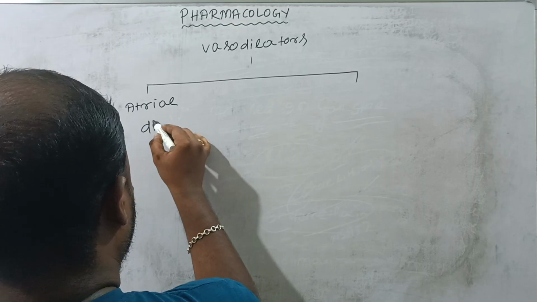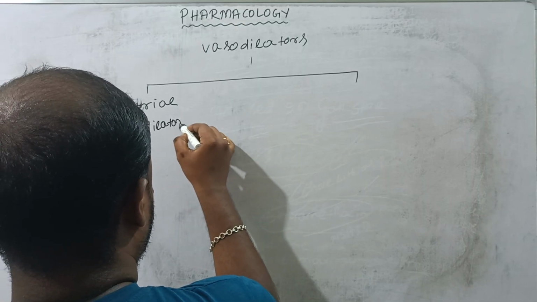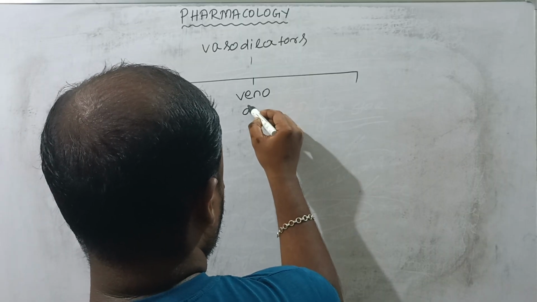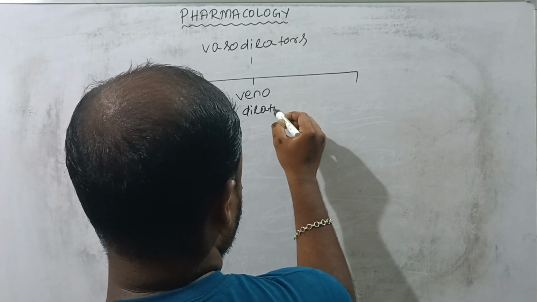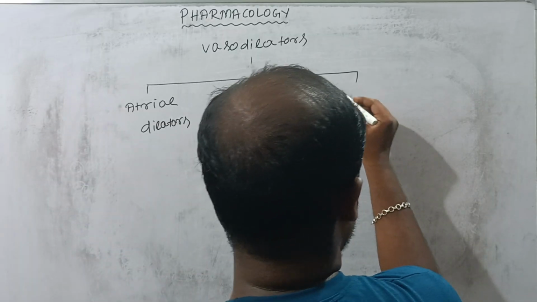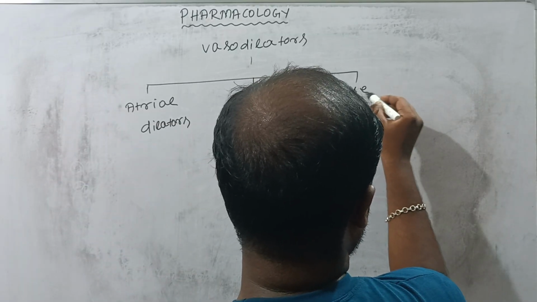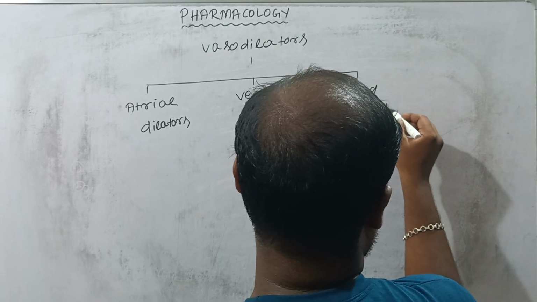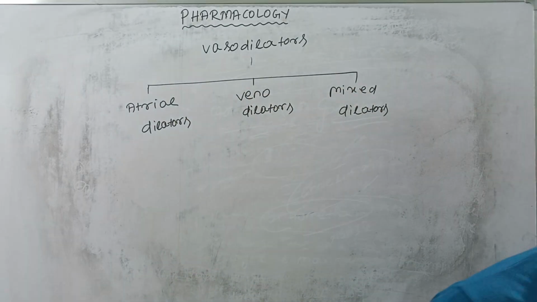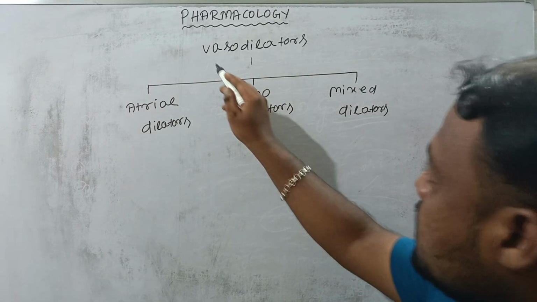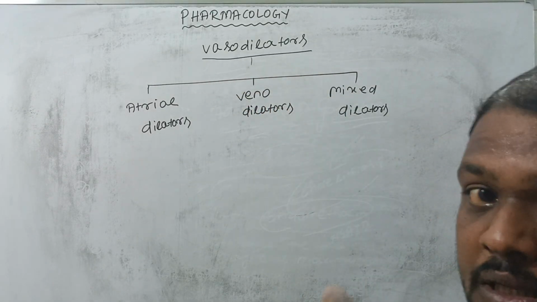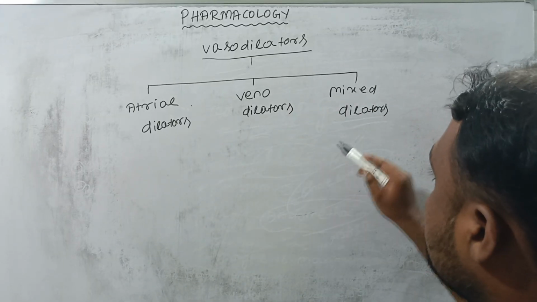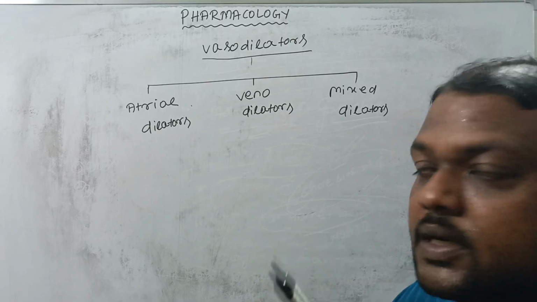Arterial dilators. Second one is the venodilators. Third one is the mixed dilators. Clear? The vasodilators are of three types. One is the arterial dilator, second one is the venodilator, and third one is the mixed dilator.